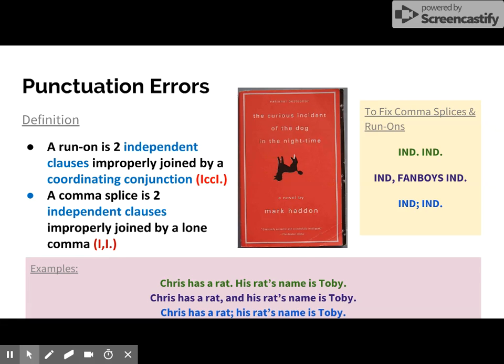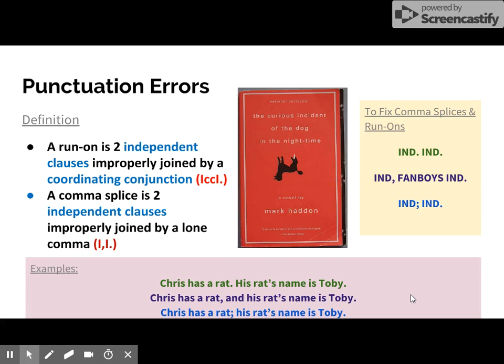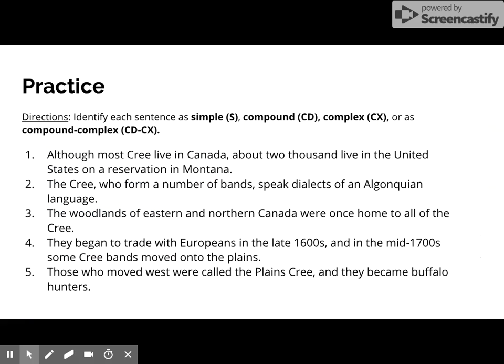You'll notice that when you have a semicolon, you don't use a fanboys to start the next clause. Also remember, as we talked about in class, semicolons only work if the second half of the sentence is directly related to the first. So it wouldn't make any sense to say, Chris has a rat, semicolon, Wellington got murdered, because those two things aren't related.